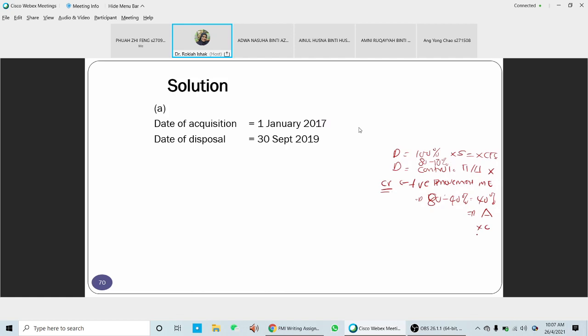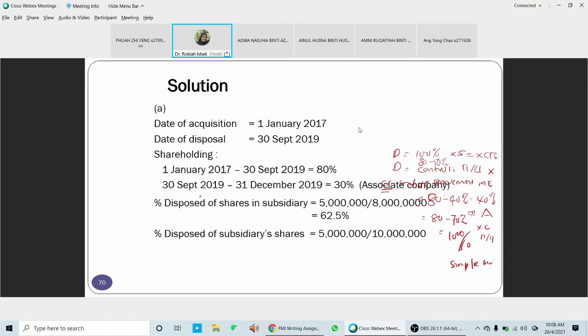The next one, you're going to recognize a gain or loss here. And the other one, maybe you dispose 70%, so you're going to have only 10%. This 10% is considered a simple investment. The situations that we have are in example 3.5 and 3.6. 3.6 here is a disposal where you retain an associate.